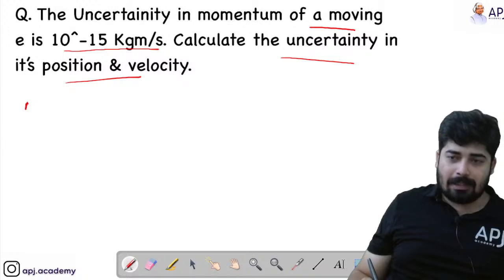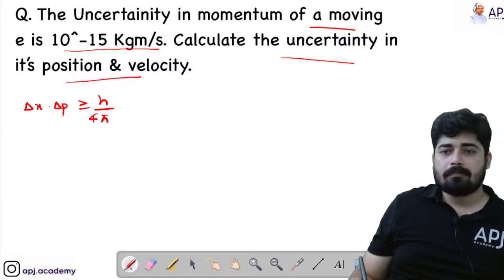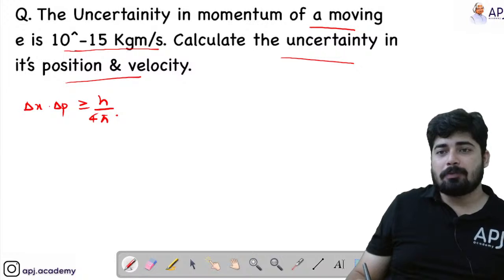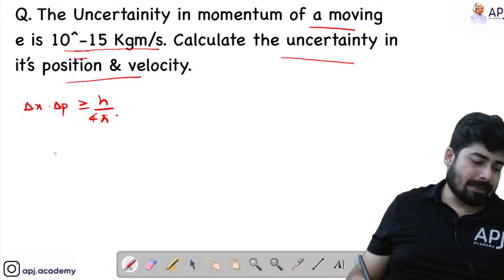Yes, we know that Δx · Δp ≥ h/4π. Here the momentum uncertainty is given as 10^-15. You have to calculate the position as well as the velocity uncertainty. Okay, so let's calculate it.